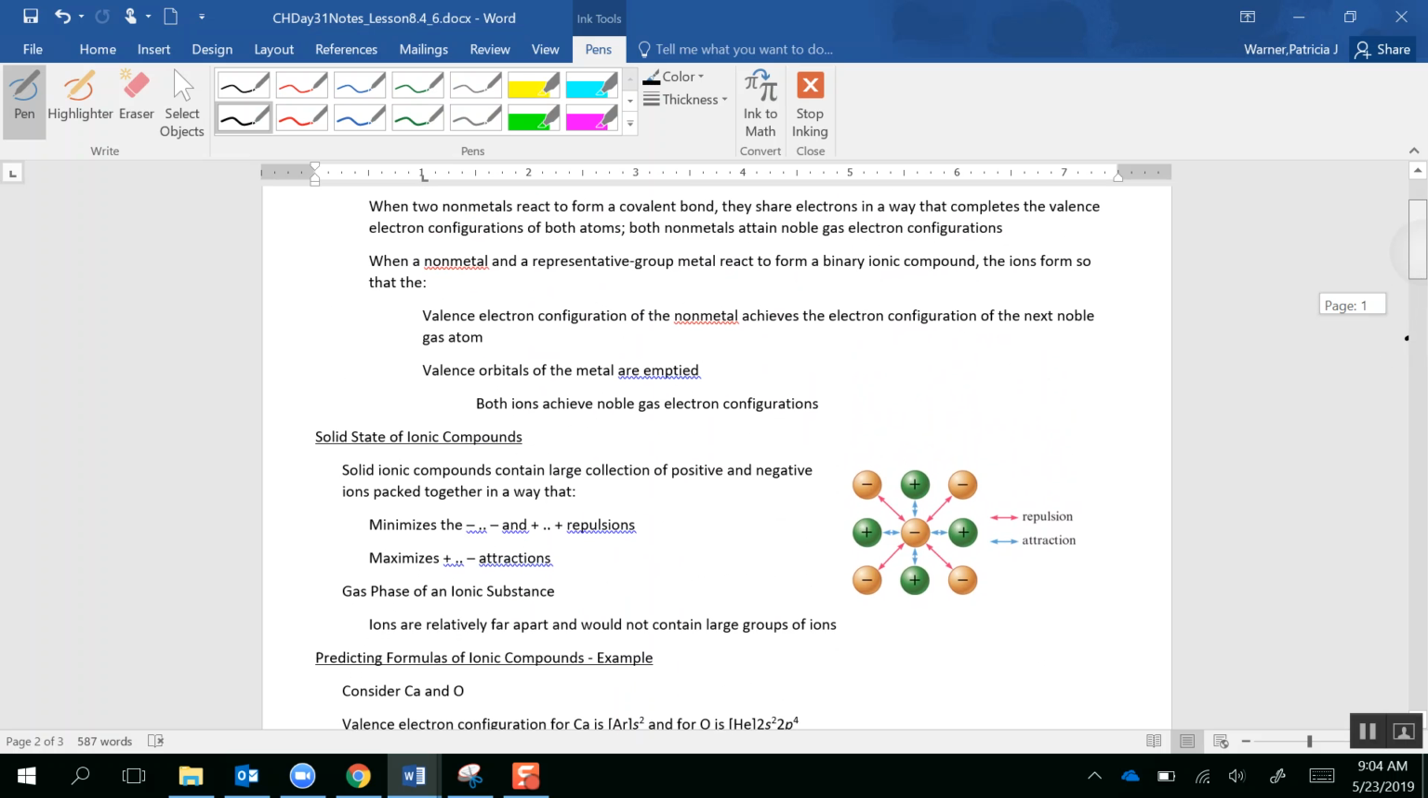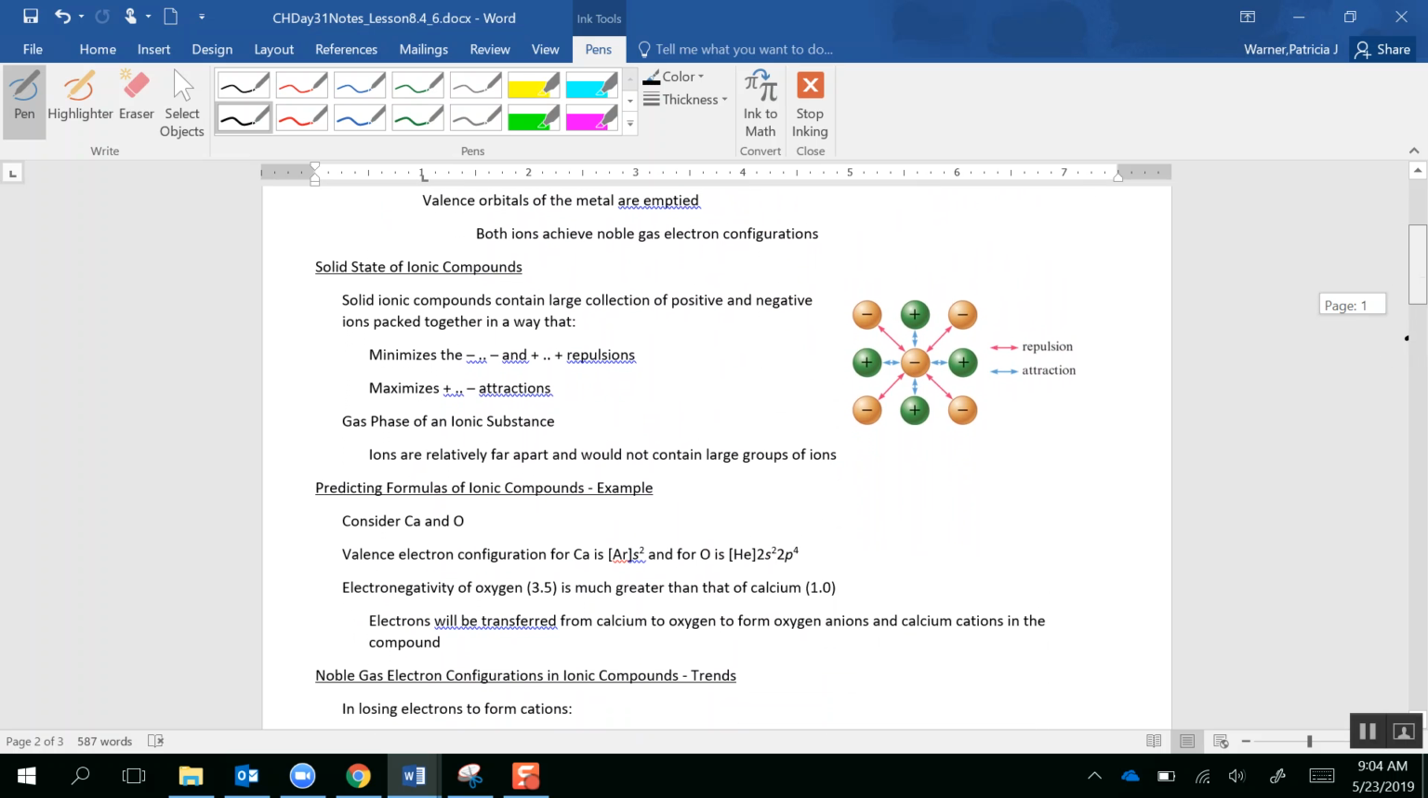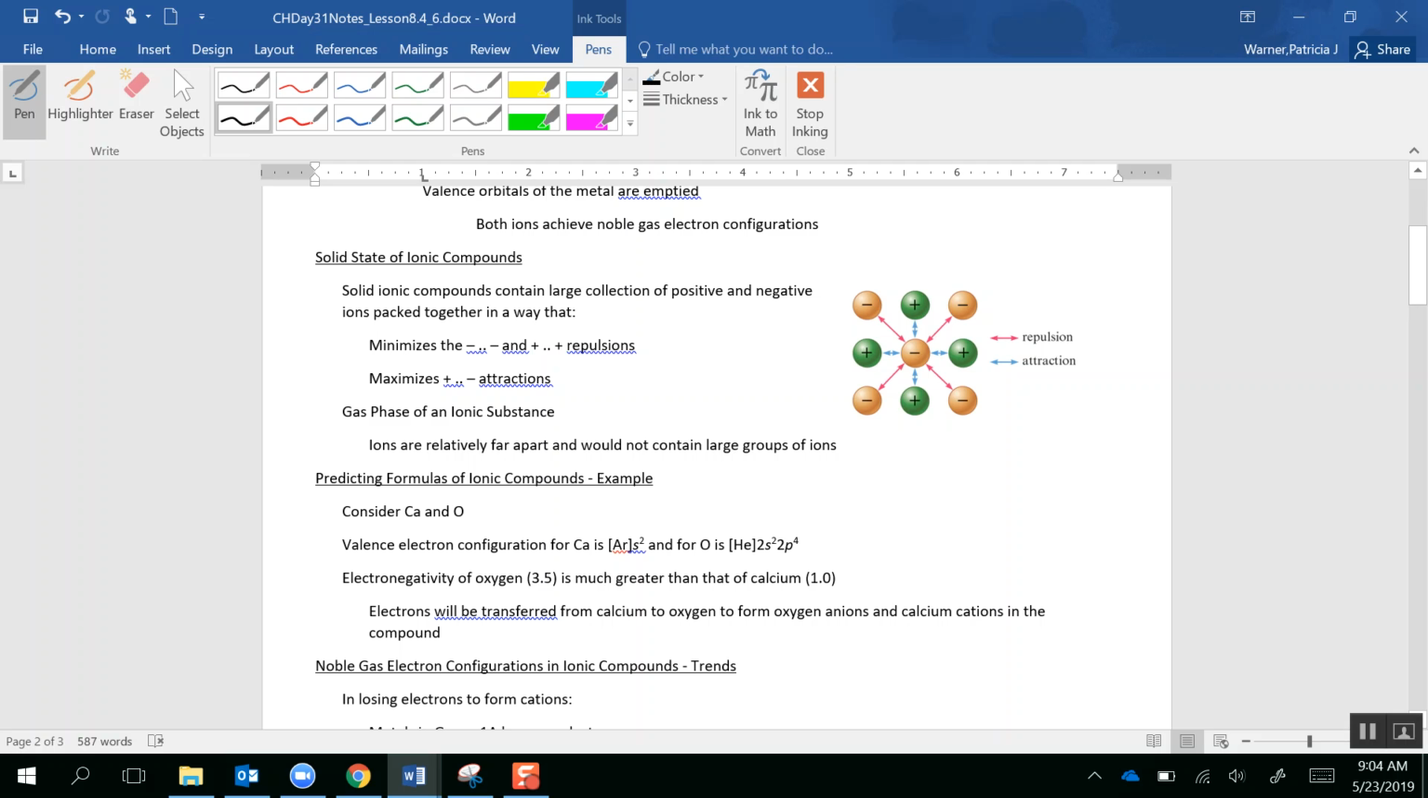So ionic compounds are wanting to structure themselves, and they'll have what they call a lattice energy or a lattice structure, so that there is the minimal amount of repulsions and the maximum amount of attractions.